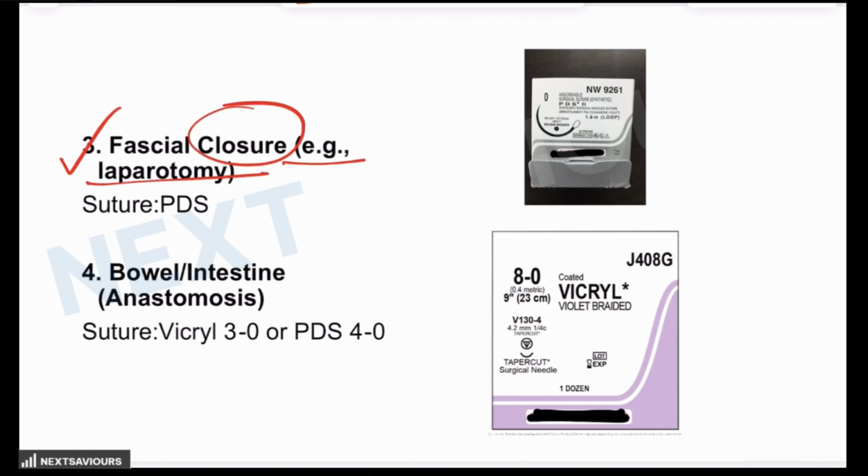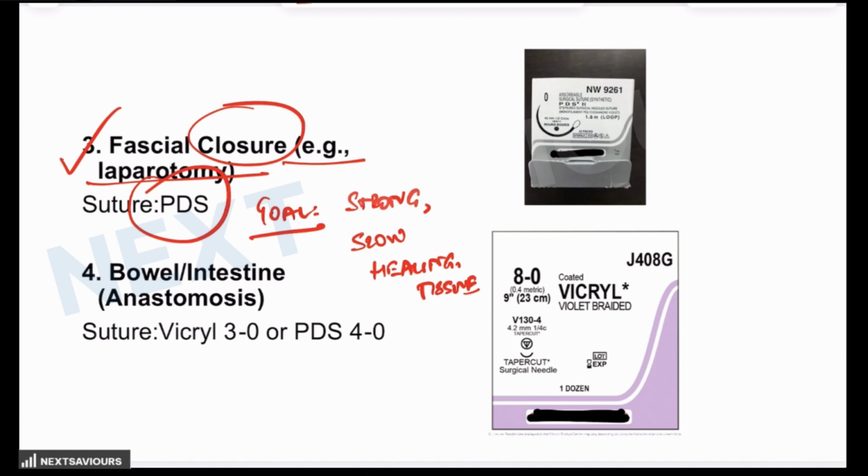Like in case of laparotomy, it should be a strong suture because you are providing it onto a slow healing type of the tissue. So the sutures which are used obviously are the PDS, which is absorbable monofilamentous long acting type of the sutures. Now, why not Vicryl? Why PDS? Why not Vicryl?